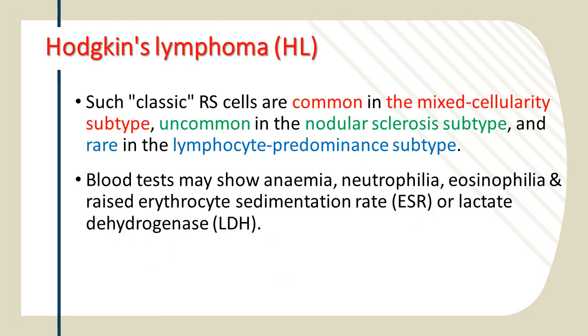It is important to note that the typical Reed-Sternberg cells have a characteristic immunophenotype, as they express CD15 and CD30. Such classic Reed-Sternberg cells are common in the mixed cellularity subtype, uncommon in the nodular sclerosing subtype, and even rare in the lymphocyte predominance subtype. The blood tests may show anemia, neutropenia, eosinophilia, and raised ESR or LDH.